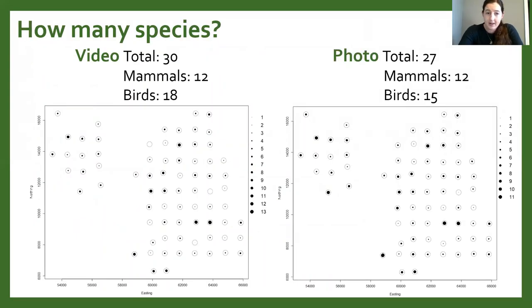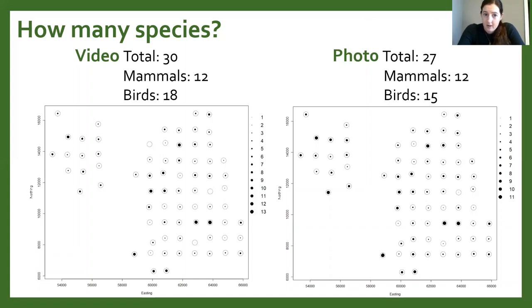So how many different species did we detect with the different methods? From my video data set, 30 different species were detected. 12 of these were mammal species and 18 were bird species. From the photo data set, we detected 27 different species. So we had the same 12 mammal species, but this time only 15 bird species.